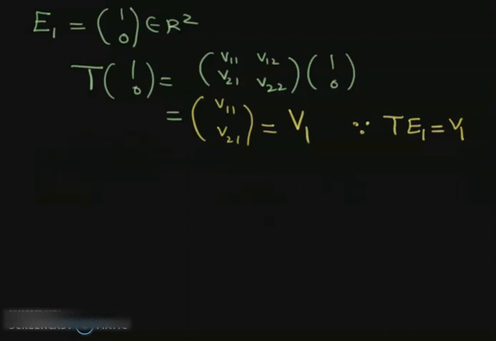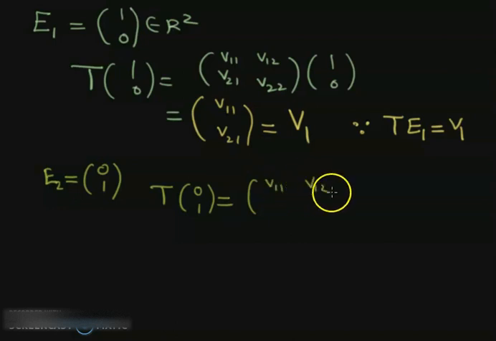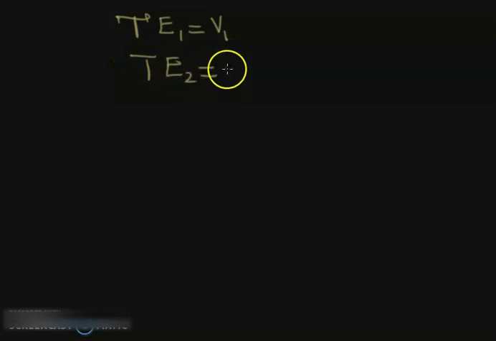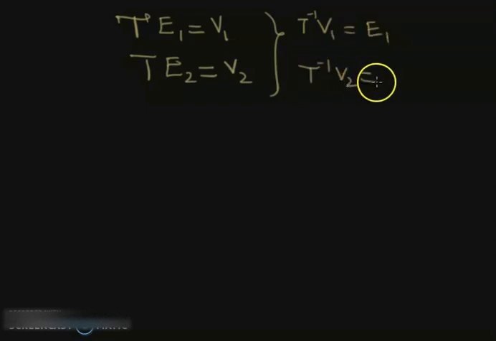Similarly, consider another basis E2, which is 0 1. Now I'll apply T on this 0 1. So v11, v12, v21, v22 operating onto 0 1 gives me v12 and v22, which is basically v2. So when I operate T onto E2, I get v2. The bigger picture is that T on E1 gives v1, and T on E2 gives v2. Similarly, we can write T inverse v1 equal to E1 and T inverse v2 equal to E2.